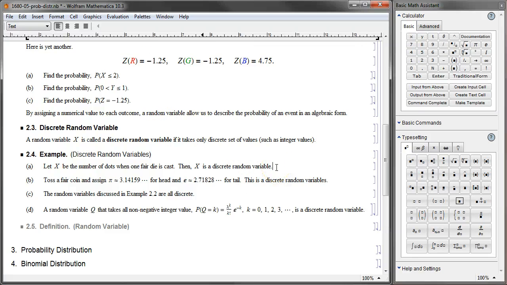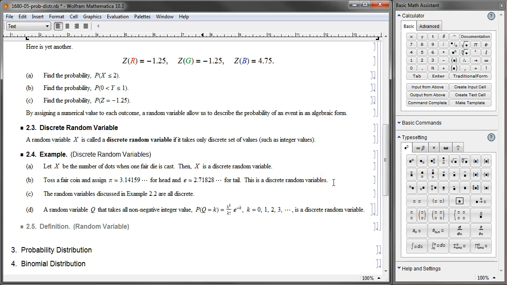Well, first example: roll a die. It is a die casting model. Roll a die and count the number of dots. We have 1, 2, 3, 4, 5, or 6. We have a discrete random variable. Not only that, this is a finite random variable.